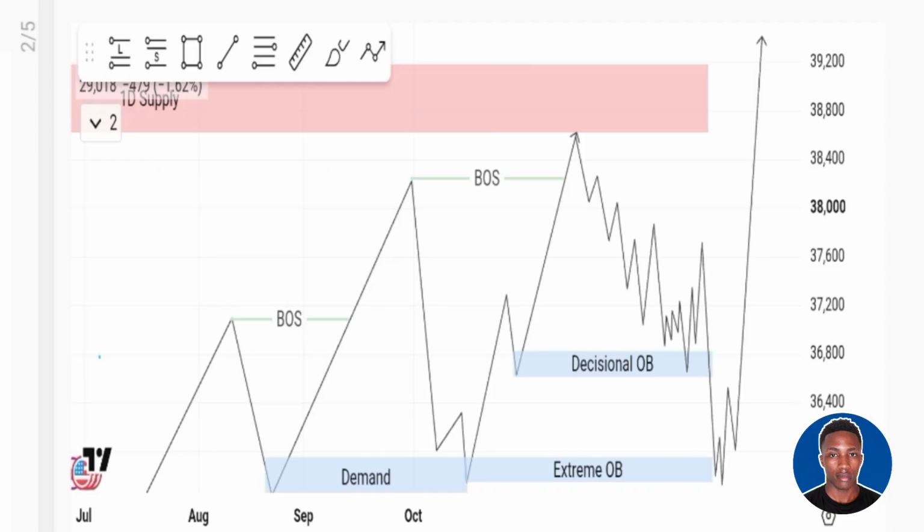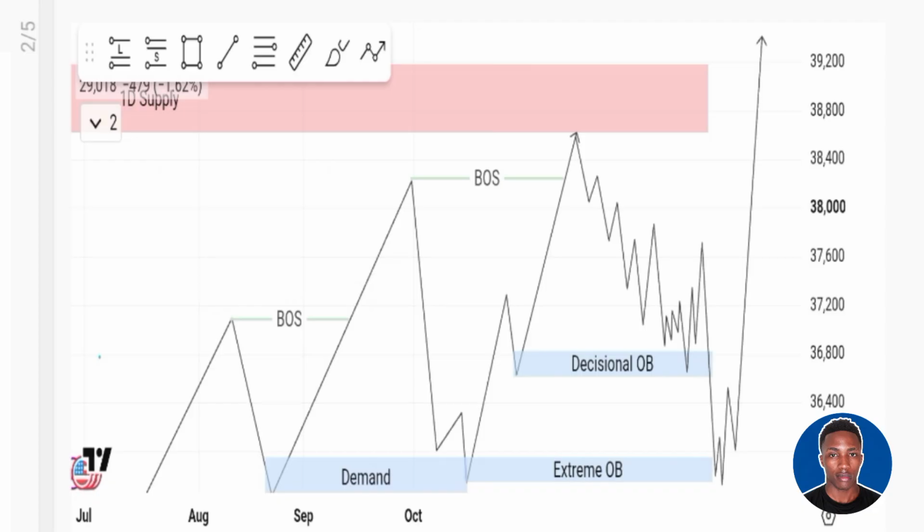Now let's talk about this next order block, which by far is the most high probability order block that you can ever find. This one is my favorite because it's highly reactive and it usually leads to new higher highs.